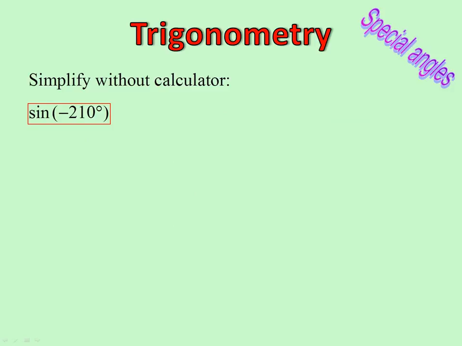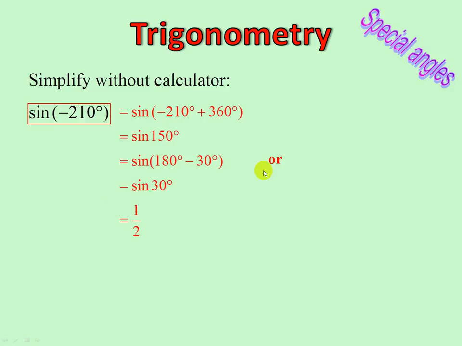Sine of minus 210. Well, two ways to do it. Add 360, 150. Write as 180 minus, because it's in the second quadrant. Reduce positive, because sine is positive in the second quadrant. Answer.